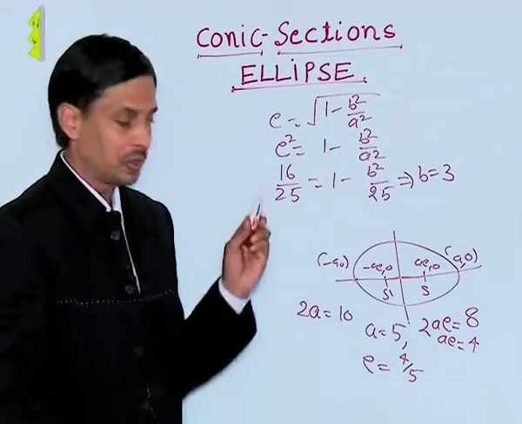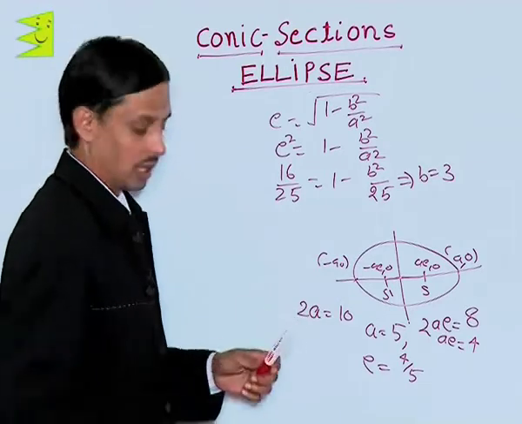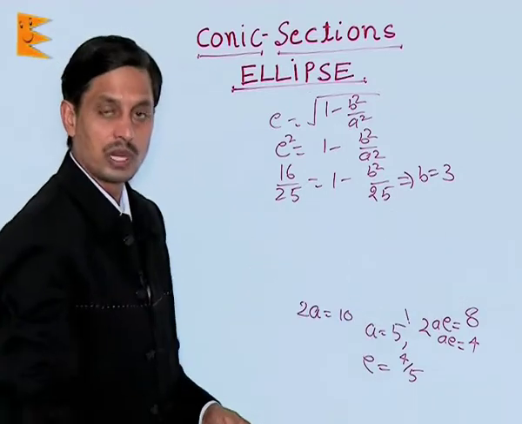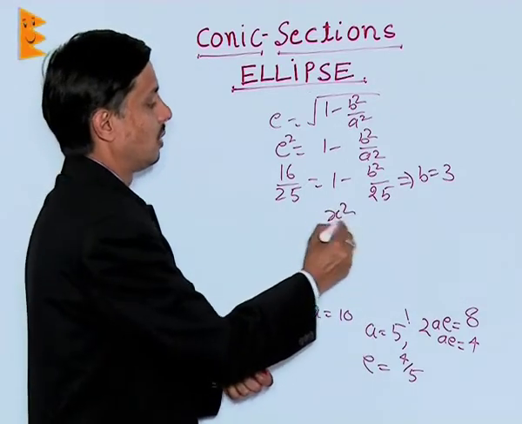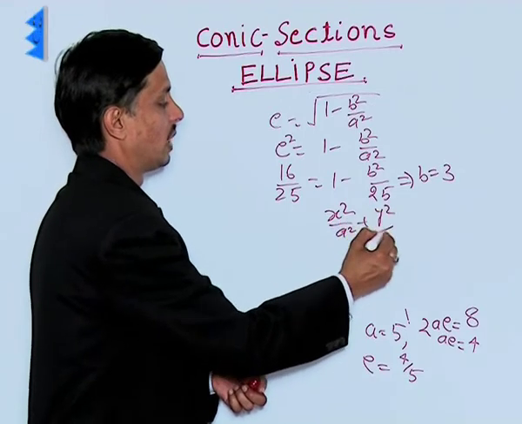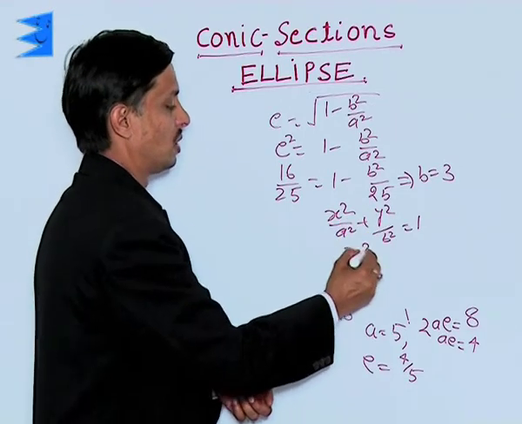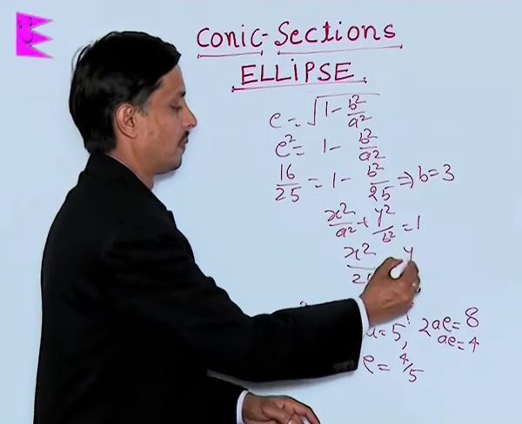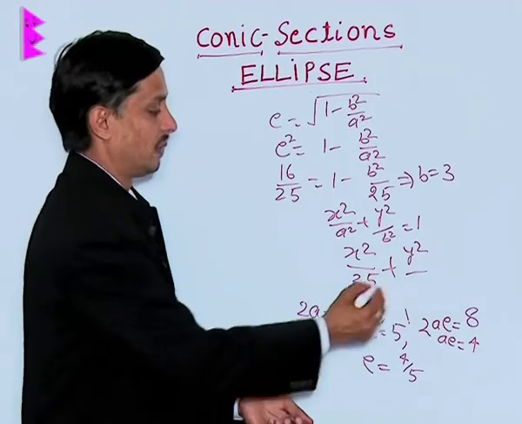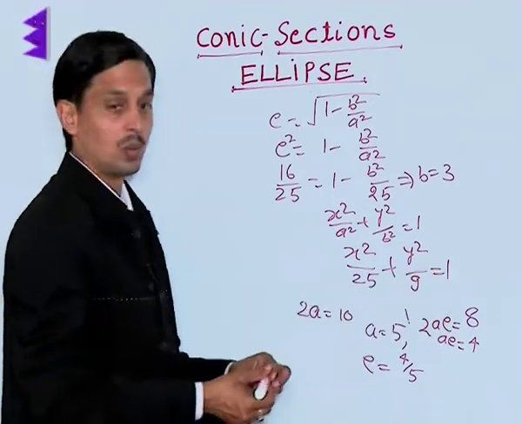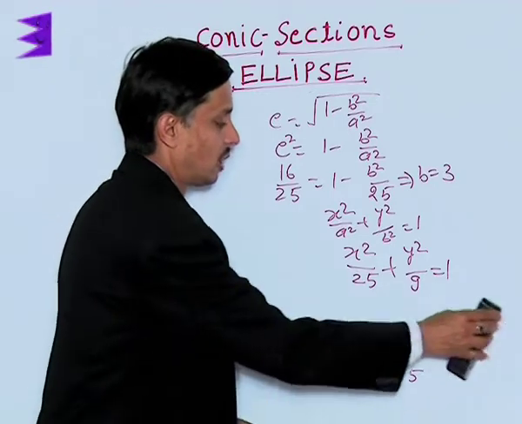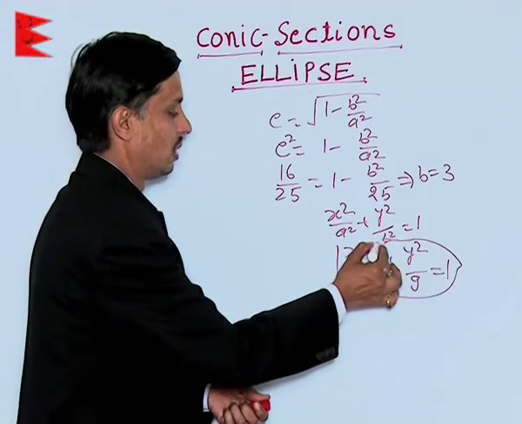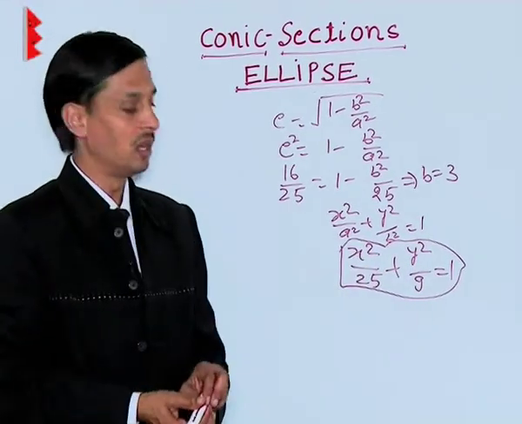The equation of the ellipse for this path will be taken as x square upon a square plus y square upon b square is 1. With a as 5, this is 25, plus y square upon b square, that is 9, is equal to 1. So this is the required equation of that path as required under the given conditions to solve.